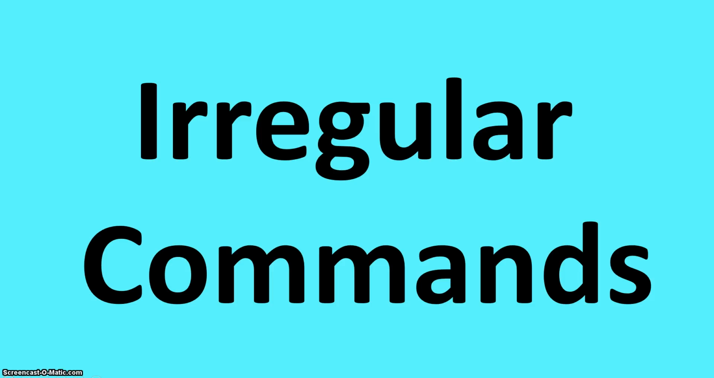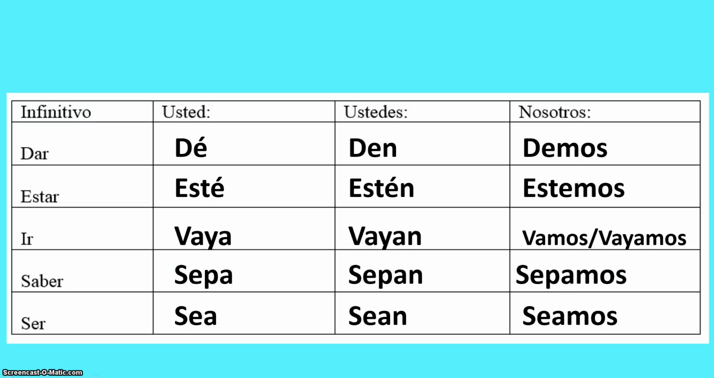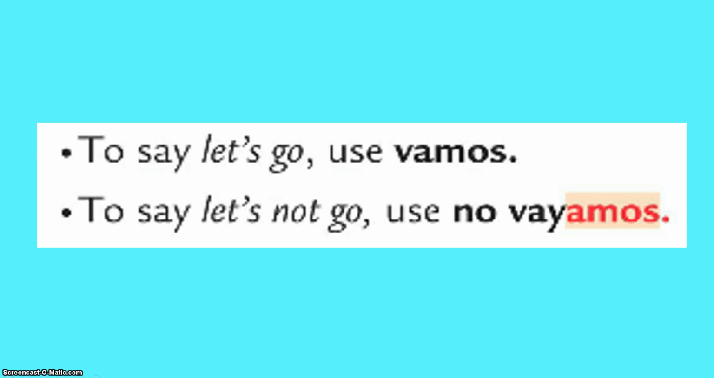But we do unfortunately have some irregular commands, and here is a list of them. Our dar, estar, ir, saber, and ser are going to have irregular usted, ustedes, and nosotros commands. Remember, to say let's go, use vamos, and to say let's not go, use no vayamos.